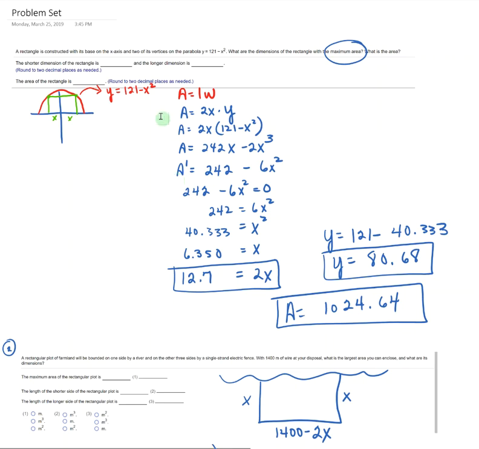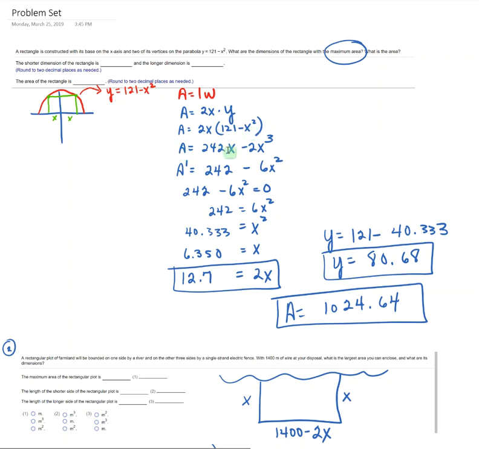As I've drawn the picture here, the parabola is y equals 121 minus x squared. And this rectangle is, we assume, equal on both sides. So this is an x value, this is an x value. So this is the width, and y is the height of the rectangle. If you know that A is L times W, you've got 2x times y, but y is equal to 121 minus x squared. So now we can have everything in terms of x.